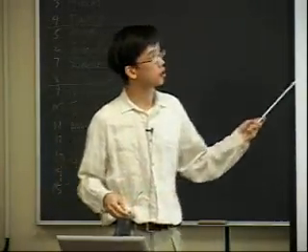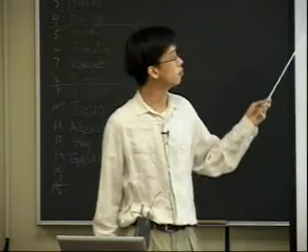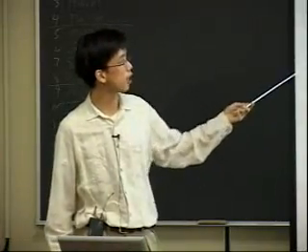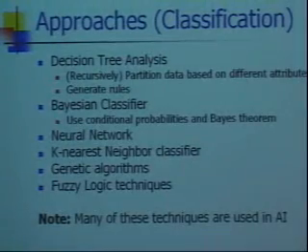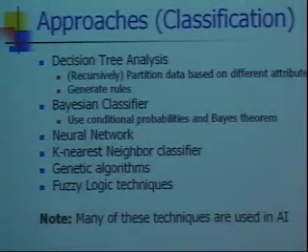There are quite a few approaches for classification: decision tree, Bayesian classifier, neural network, and these names may be familiar to those of you who are in artificial intelligence. They're all developed there, and now it's being applied in health informatics.